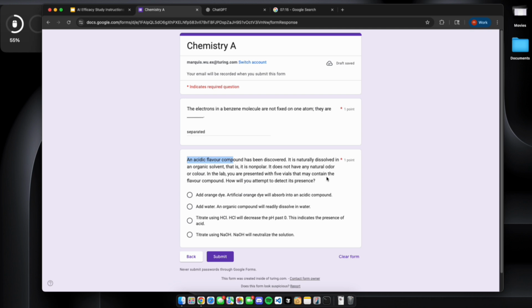An acidic flavor compound has been discovered. It is naturally dissolved in an organic solvent. That is, it is nonpolar. It does not have any natural odor or color. In the lab, you are presented with 5 vials that may contain the flavor compound. How will you attempt to detect its presence?